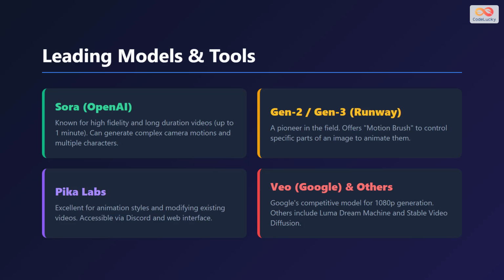Several key players are leading this space. OpenAI has Sora, known for its high realism. Runway offers Gen-2 and Gen-3 with powerful editing controls. Pika Labs is great for animation, and Google has introduced Veo. Each model has its own strengths and unique artistic style.